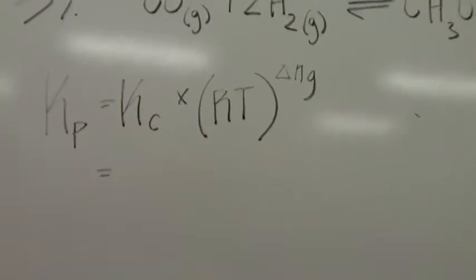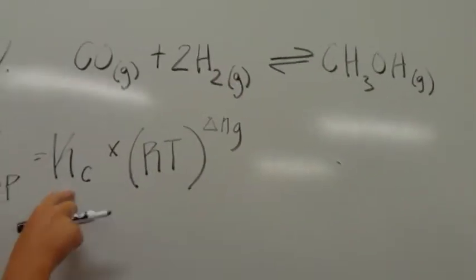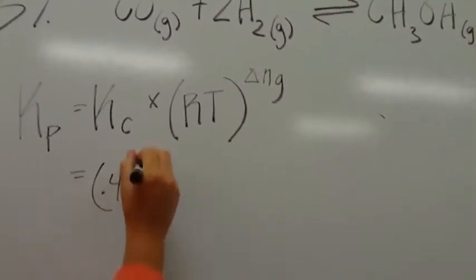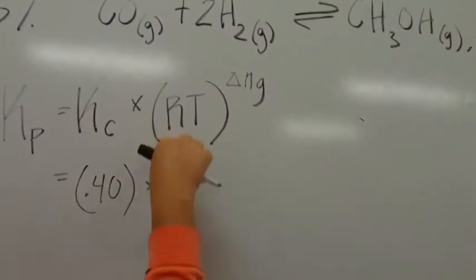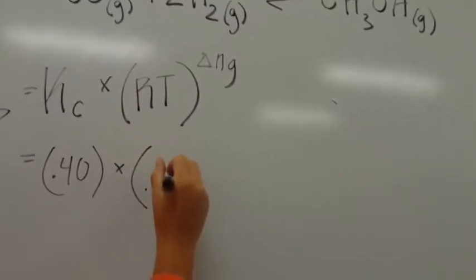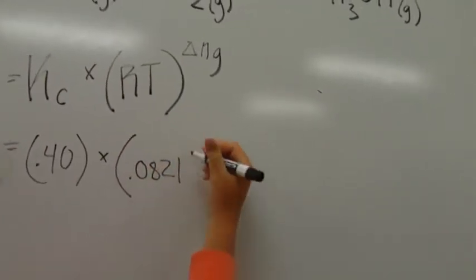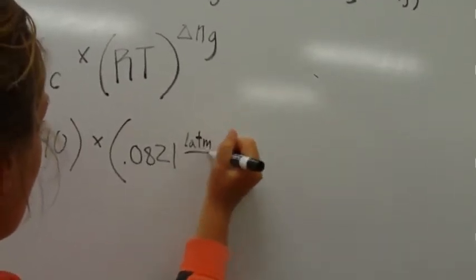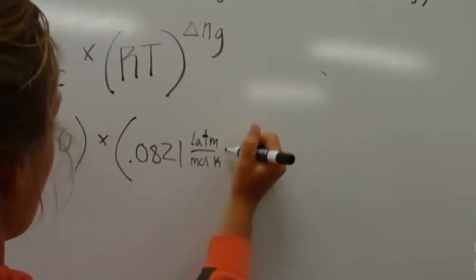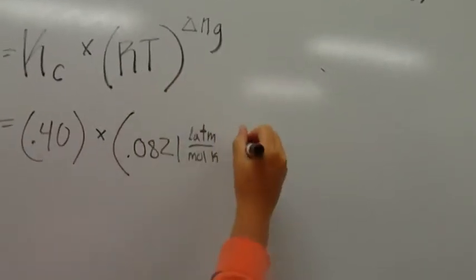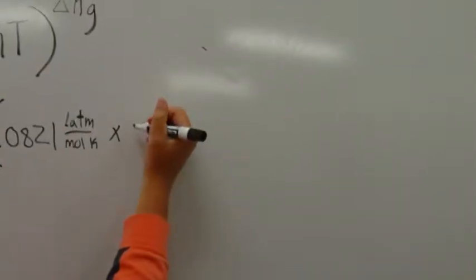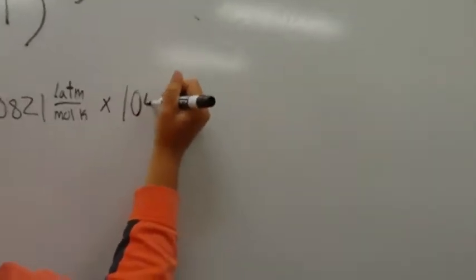So this is just going to be a plug and chug once we put in our values. Kc is what they give us, and they tell us that is 0.4. R is just a constant, 0.0821. And then temperature, we're going to convert 773 degrees Celsius to Kelvin, and that's going to give us 1046.